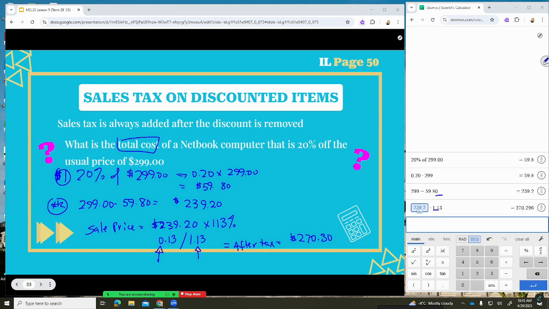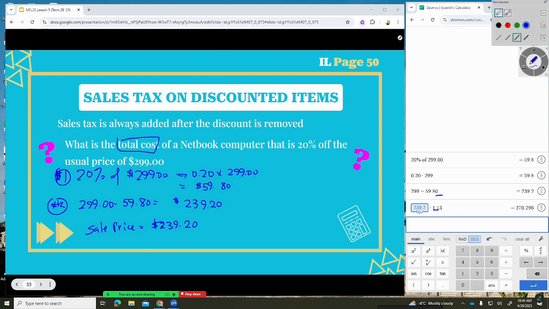My sales price is $239.20, but I have to still pay HST. So with the taxes then, it's $270.30. In your key question, it is going to want to know all of the taxes. So what we're going to do is show you what you'll have to do for your key question.